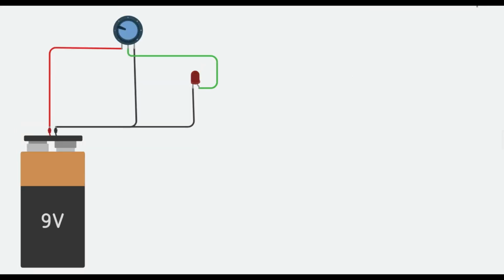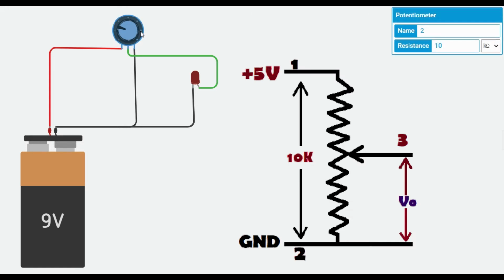So friends, this is a potentiometer. This is a simulation. First we'll see it in simulation, then we'll interface a real potentiometer with a real Arduino board. The size is 10 kilo ohm, and we have three terminals: terminal 1 and terminal 2 are connected to the 9-volt battery source, and terminal 3, which is connected to the wiper, is connected to the anode of our LED. So terminal 3 will act like an output.